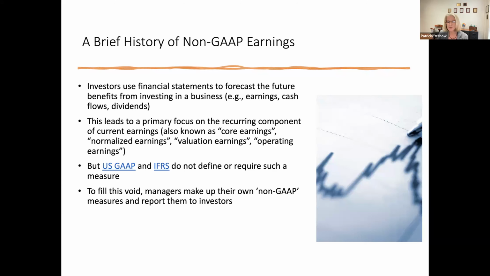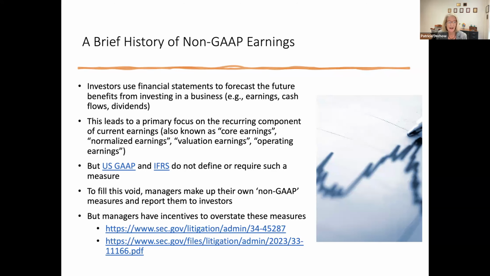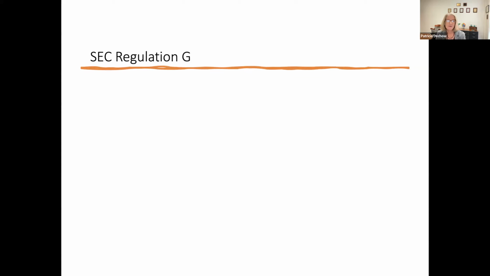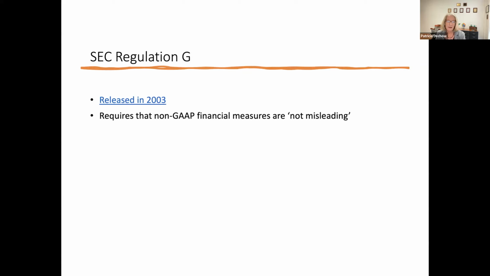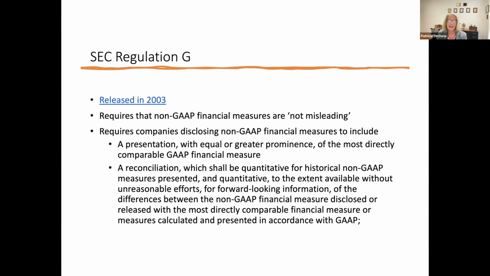So anyway, to fill this void between what the standard setters are requiring of earnings and what investors want from the earnings number, managers make up their own non-GAAP measures and report these to investors. But the problem with this approach is that managers also have an incentive to overstate the measures. There have been a couple of SEC enforcement actions where the SEC has gone after firms and said that their non-GAAP exclusions were inappropriate or misleading. This led the SEC to Regulation G, which was released in 2003, and it required that the non-GAAP financial measure could not be misleading.